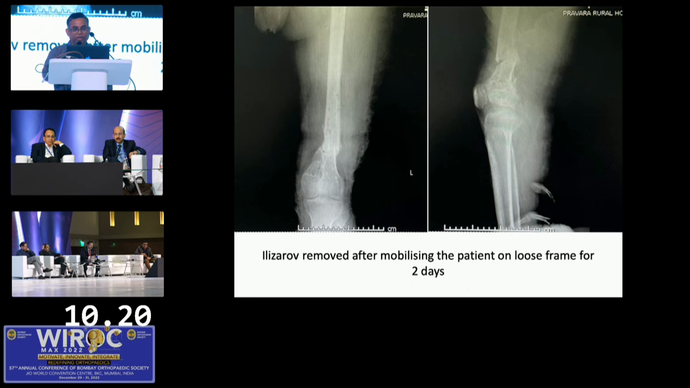So this is at removal of fixator. With this the patient is full weight bearing, but we still want to protect him with a brace for a few days, because you can see that some fracture line is still seen.